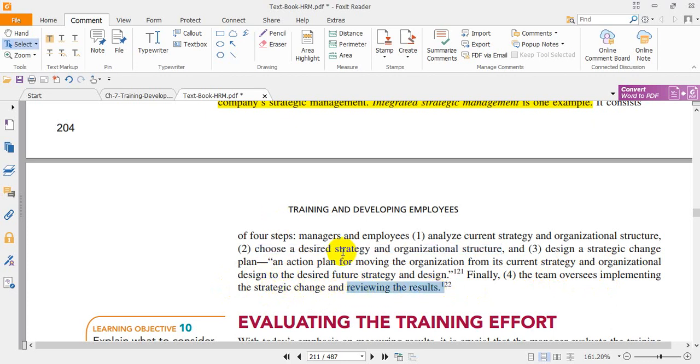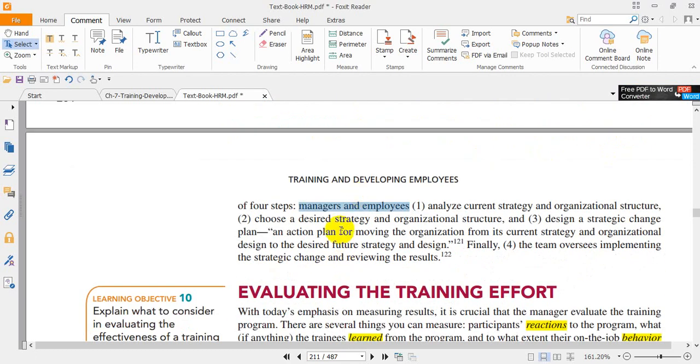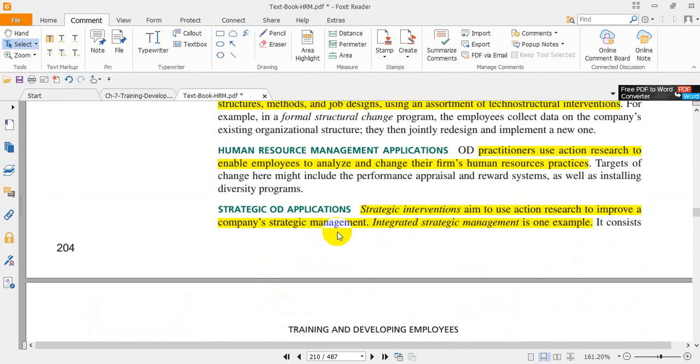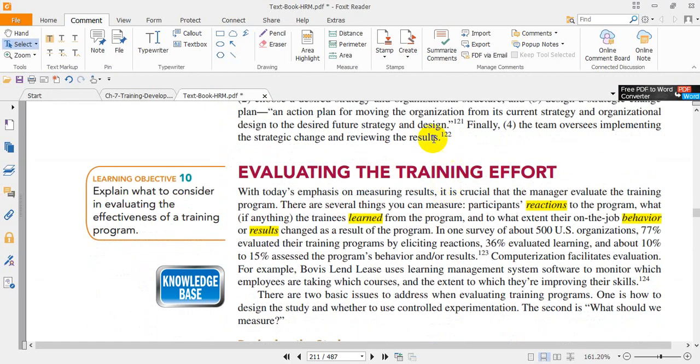So there are 4 steps of strategic interventions, and it is an integrated strategic management. It consists of 4 steps. It's integrated by managers and employees. This is for the organizational development section.